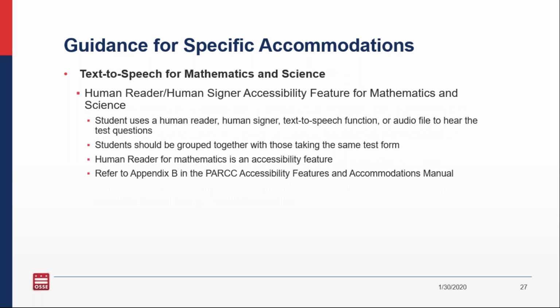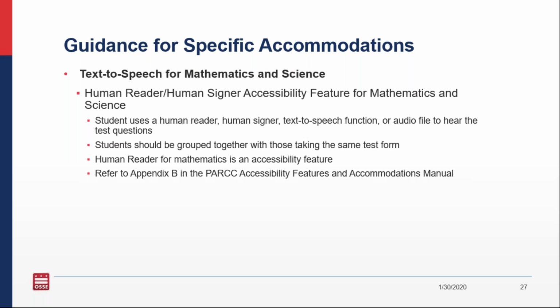And our next accommodation that requires some additional guidance would be the text-to-speech for math and science. That's what it says. The title would be text-to-speech for math and science, but in the PARCC manual, it will read the human reader, human signer accessibility feature for math and science. So this means the student uses a human reader, human signer, text-to-speech function, or audio file to hear the test questions. When assigning this accommodation, students should be grouped together with those taking the same test form.